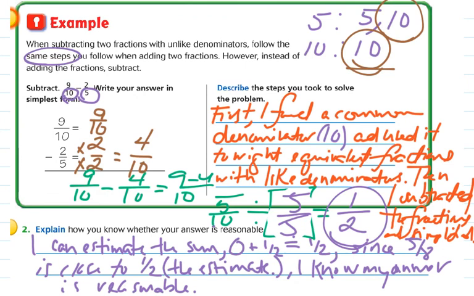So it says, describe the steps you took to solve the problem. First, I found a common denominator, 10. I used it to write equivalent fractions with like denominators. Then, I subtracted the fractions and simplified. Next, explain how you know whether your answer is reasonable. I can estimate the sum to be 0 plus a half, which is equal to half. Since 5/8 is close to a half, the estimate, I know my answer is reasonable.